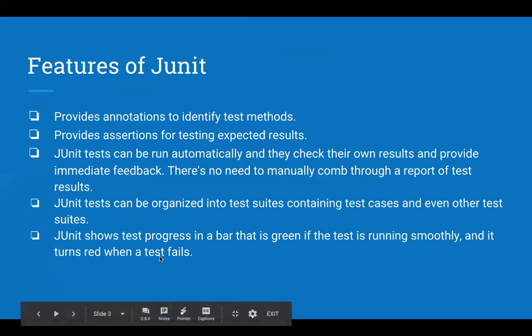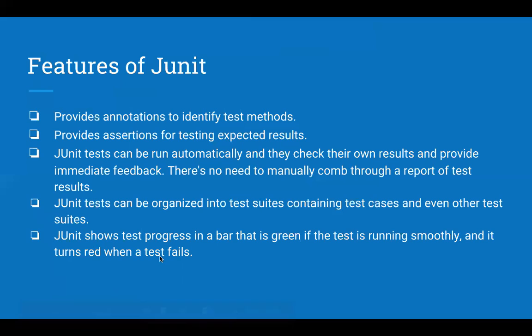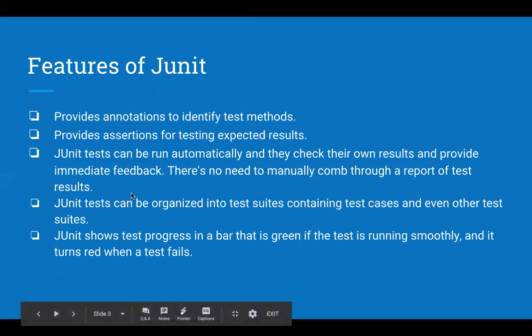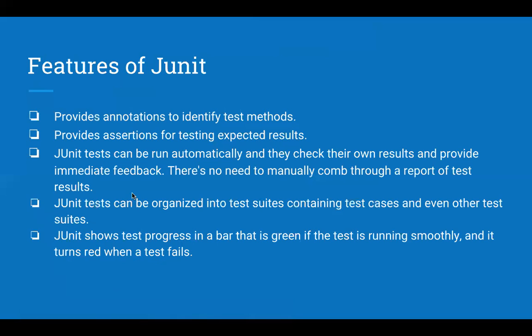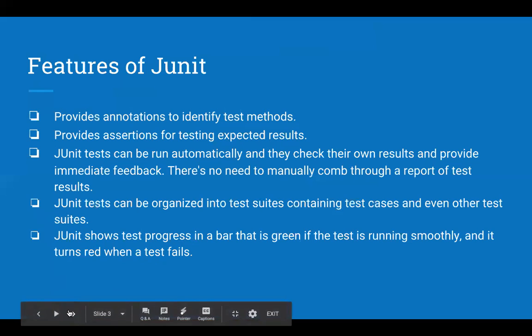And JUnit shows test progress on a bar. Usually it's a green bar if it's passed, and a red bar if it fails. It depends on how you have it set up in your IDE, because sometimes they can just print out, you had 12 tests, none of them failed, this is how long it took to run.